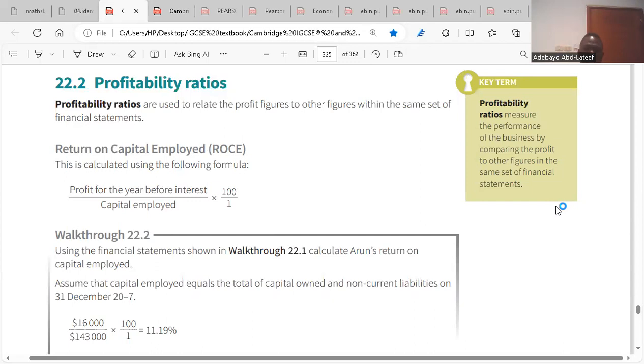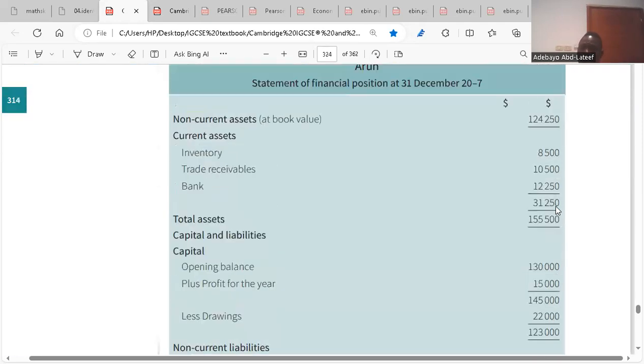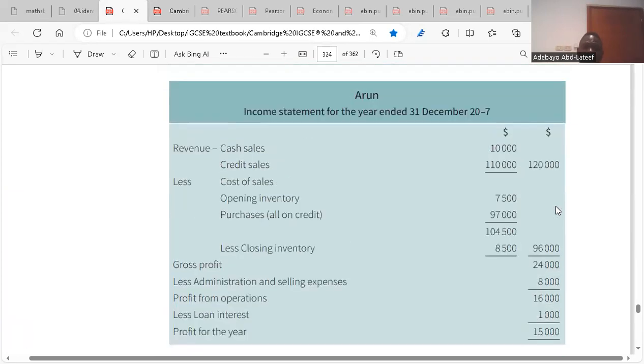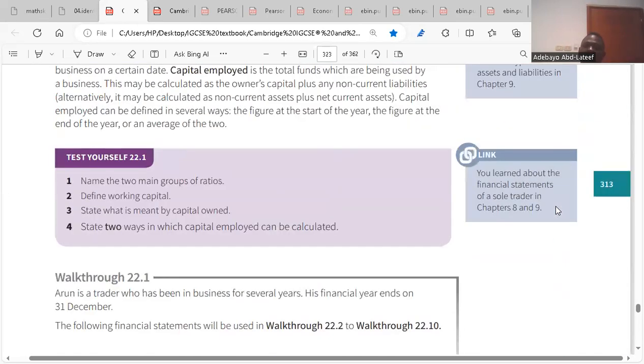So the first one we can talk about is the ROCE, return on capital employed. When we talk about return on capital employed, we're talking about the return on the investment. And what is capital employed? We say capital employed is the total amount of money, the total amount of funds available for the business, used by the business. So we have our profit for the year. To get the return on capital employed, it will be profit for the year, which is from your income statement, divided by the capital employed, multiplied by 100. And I believe you understand how we got our capital employed: your net current assets plus your non-current assets.